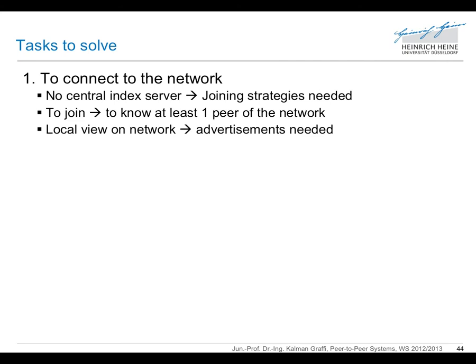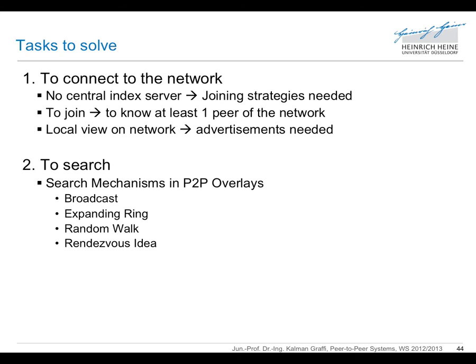Which tasks do we have? Previously you had to contact the server. Now you don't have a server, so you have to know at least one peer in the network, and you have to advertise yourself once you are connected to at least one node. Then you can tell over this node, please send around my advertisements so that other people connect to me, and then you are connecting more and more other nodes in the network, and you become part of it.